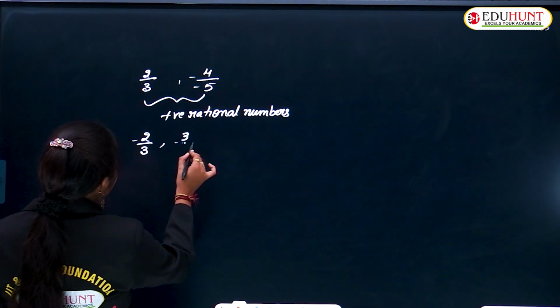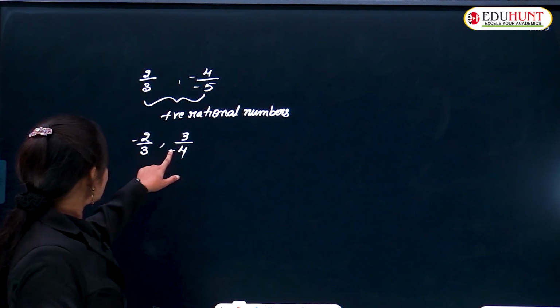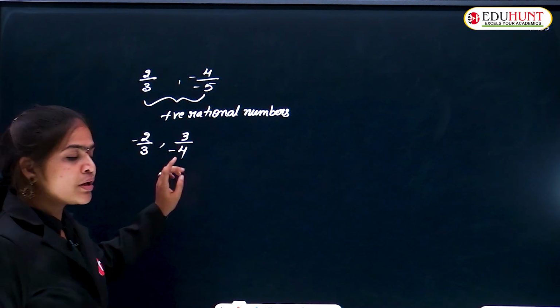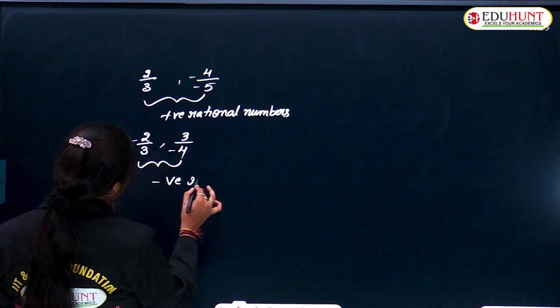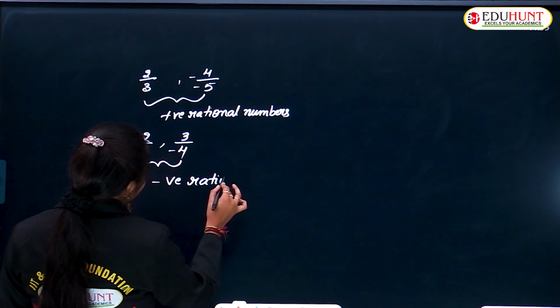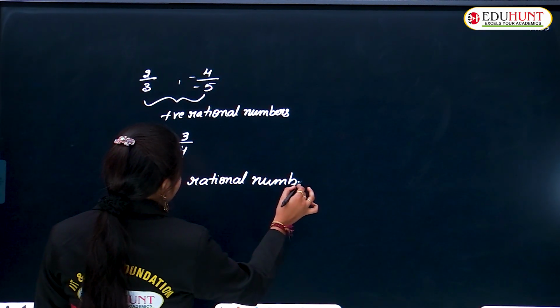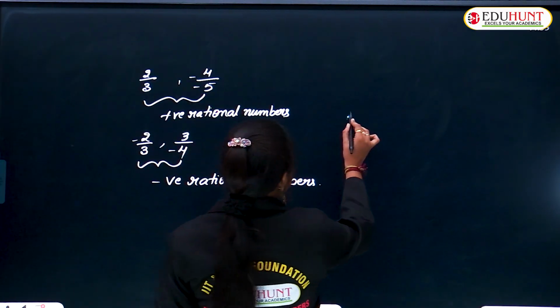And in the same way, 3 by minus 4 is there. Okay, here the negative sign is there for the numerator and here the negative sign is there in the denominator. In those cases, these two are examples of negative rational numbers. Negative rational numbers.